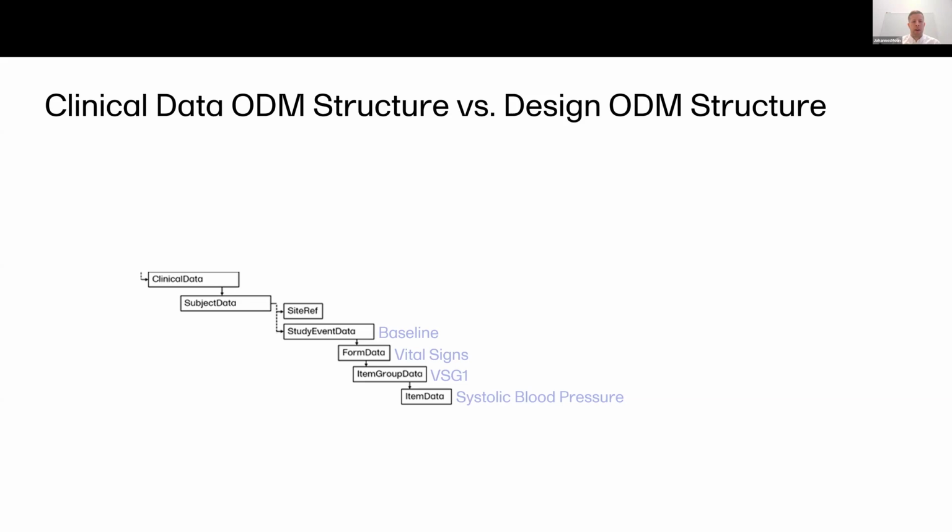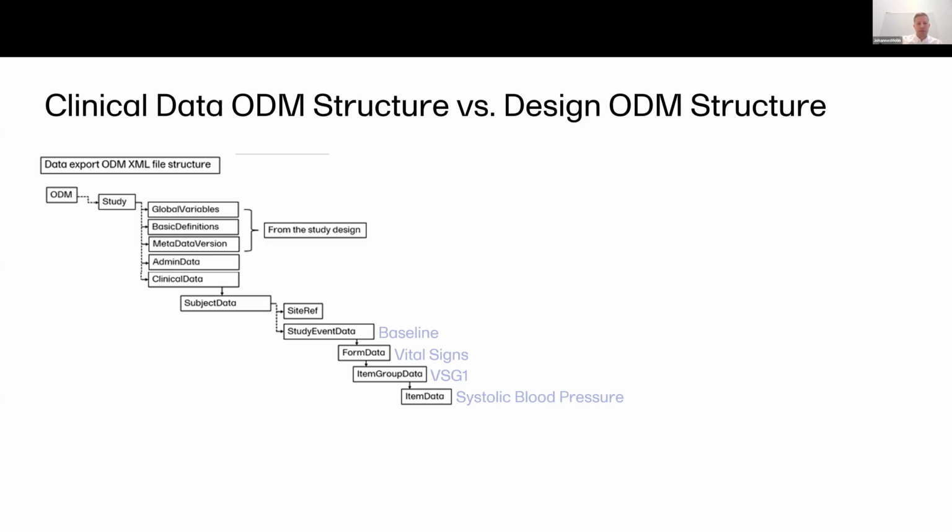If I zoom out one step, to see the entire structure of the ODM data export, you will see that there are additional sections included. And that's actually parts from the design. You will have the global variables, basic definitions, and metadata version taken directly from the design. Then you will have some admin data and then the clinical data that I just explained. And worth highlighting here is that the metadata version and clinical data version will be grouped per design version.